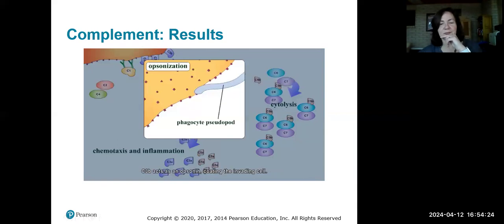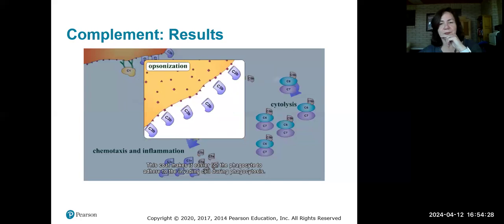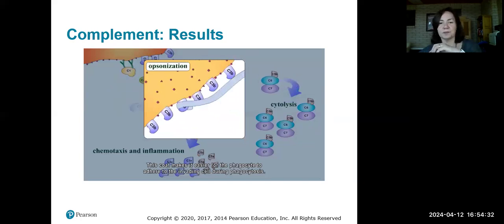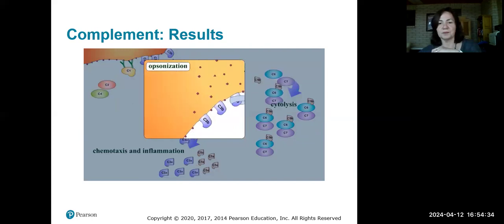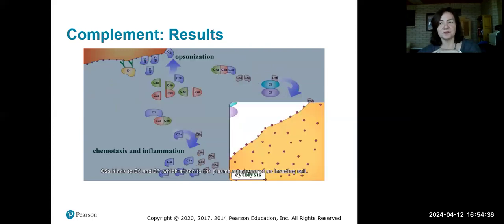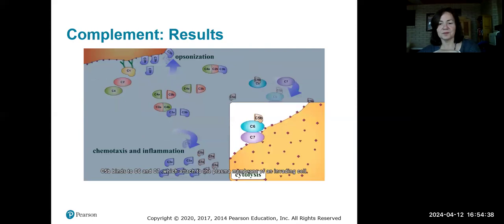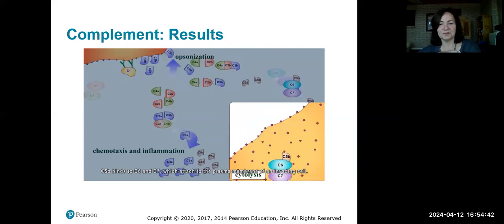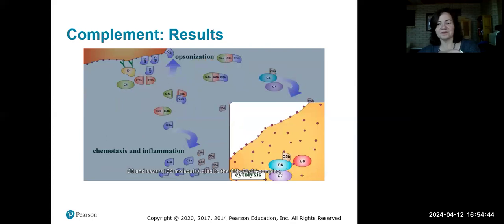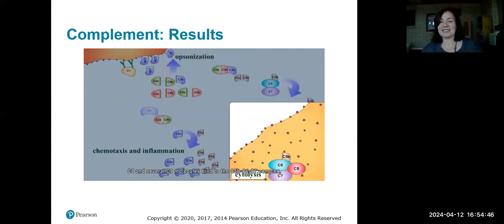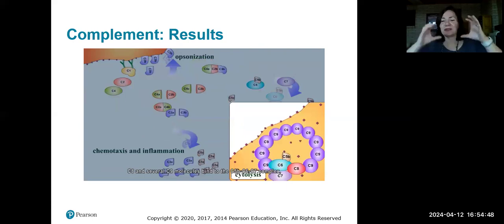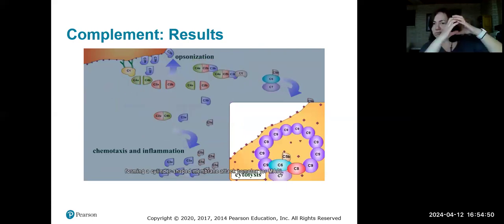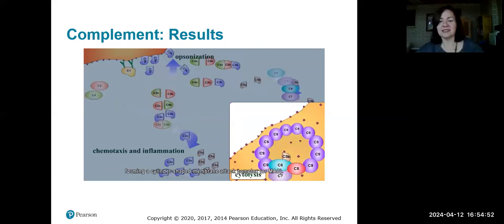C3b acts as an opsonin, coating the invading cell. This coat makes it easier for the phagocyte to adhere to the invading cell during phagocytosis. C5b binds to C6 and C7, which attach to the plasma membrane of the invading cell. C8 and several C9 molecules bind to the C5b, C6, C7 complex, forming a big cylinder-shaped membrane attack complex, or MAC.